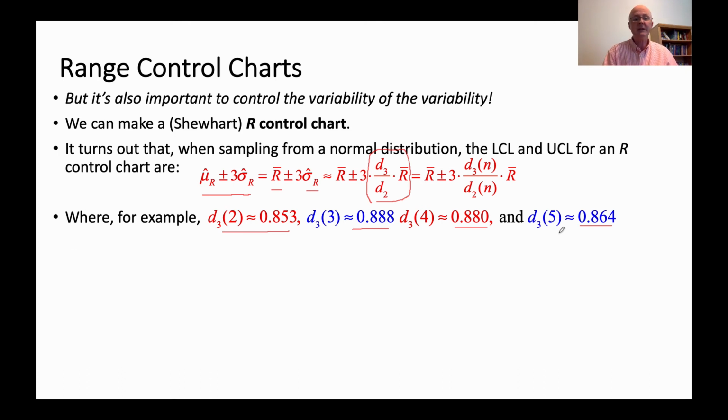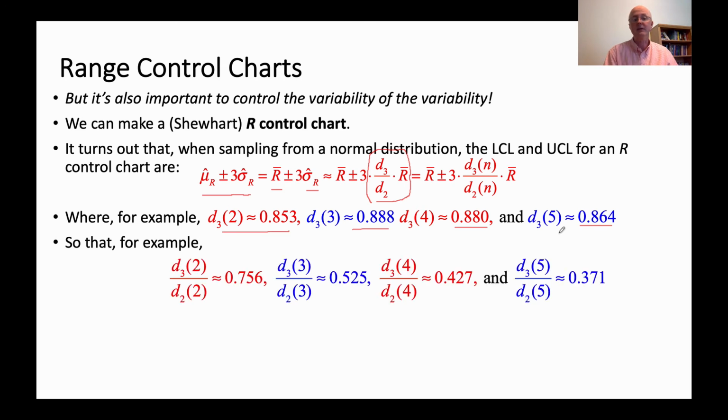We could compute these ratios as well. D3 of 2 divided by D2 of 2 is about 0.756. D3 of 3 divided by D2 of 3 is about 0.525. You can check these. D3 of 4 divided by D2 of 4 is about 0.427. D3 of 5 divided by D2 of 5 is about 0.371. So, as the sample size gets higher, this number D3 divided by D2 is generally getting smaller. Bigger sample sizes mean less variability in your statistic.